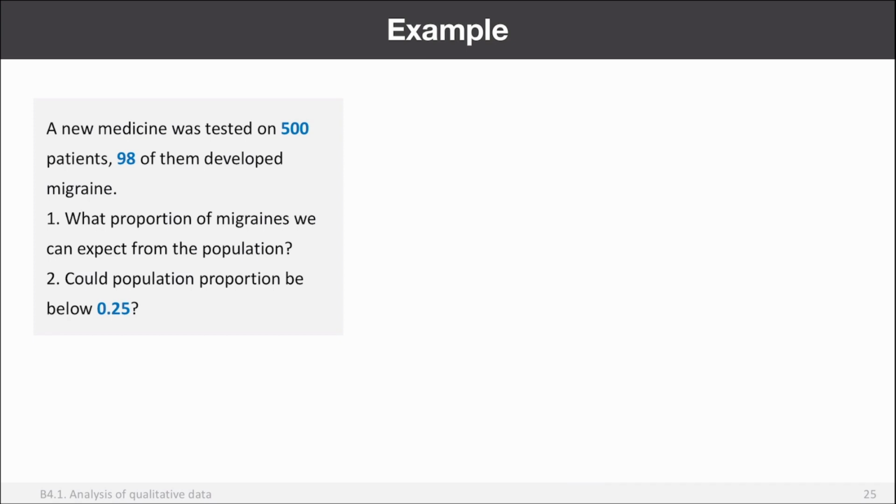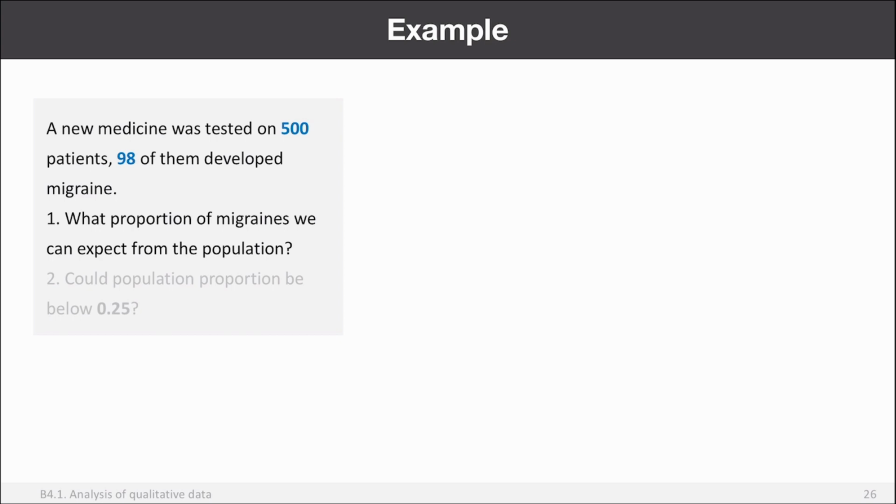And also, let's imagine that we have a certain requirement that we can release this medicine if the proportion of migraines is below 25% for the population. So we need to test if this proportion is indeed below 0.25. Let me answer both questions using the normal distribution approximation of the population distribution, and then we will compare the answers using a more sophisticated and more reliable method. Okay, so let's start with the first one.